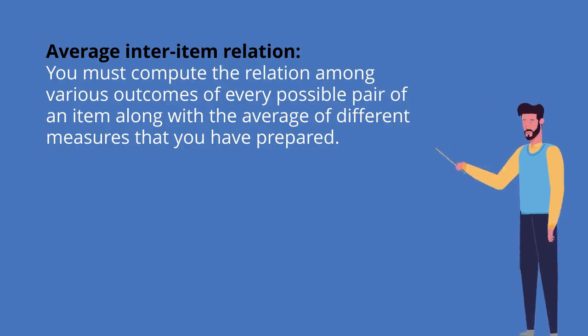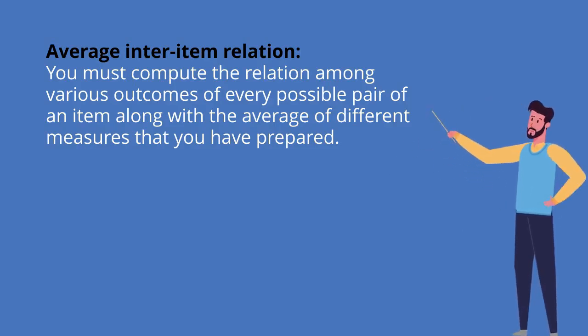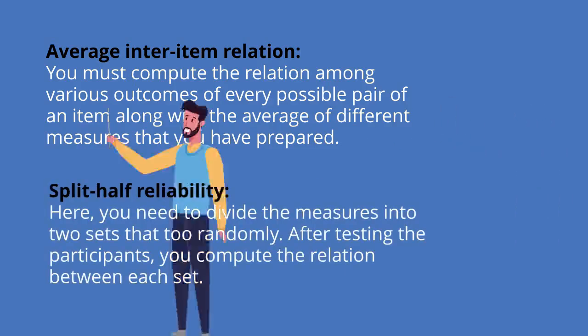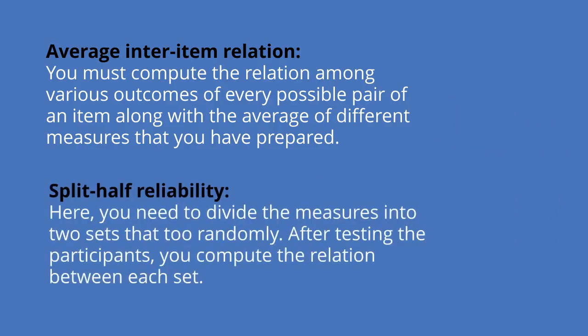Average inter-item relation. You must compute the relation among various outcomes of every possible pair of an item along with the average of different measures that you have prepared. Split half reliability. Here, you need to divide the measures into 2 sets randomly. After testing the participants, you compute the relation between each set.